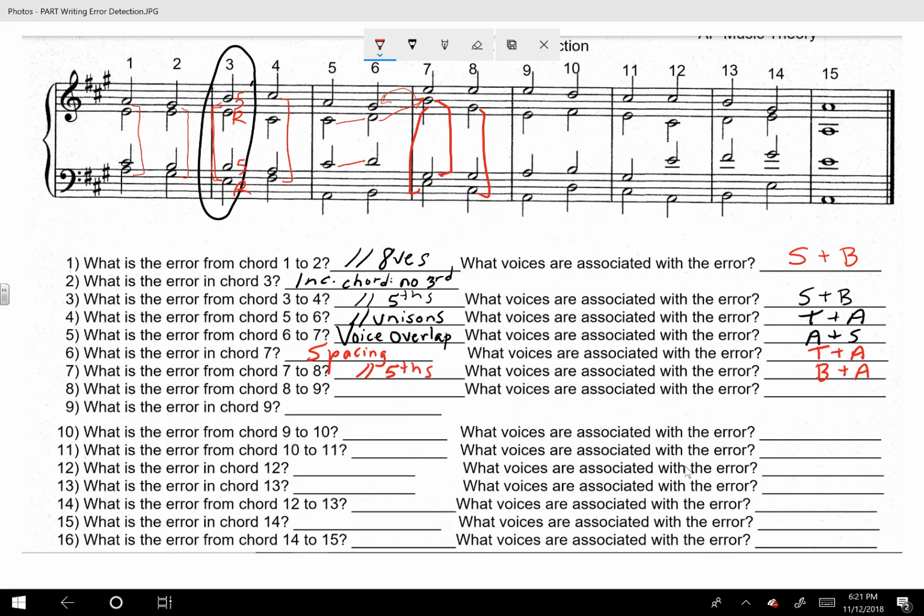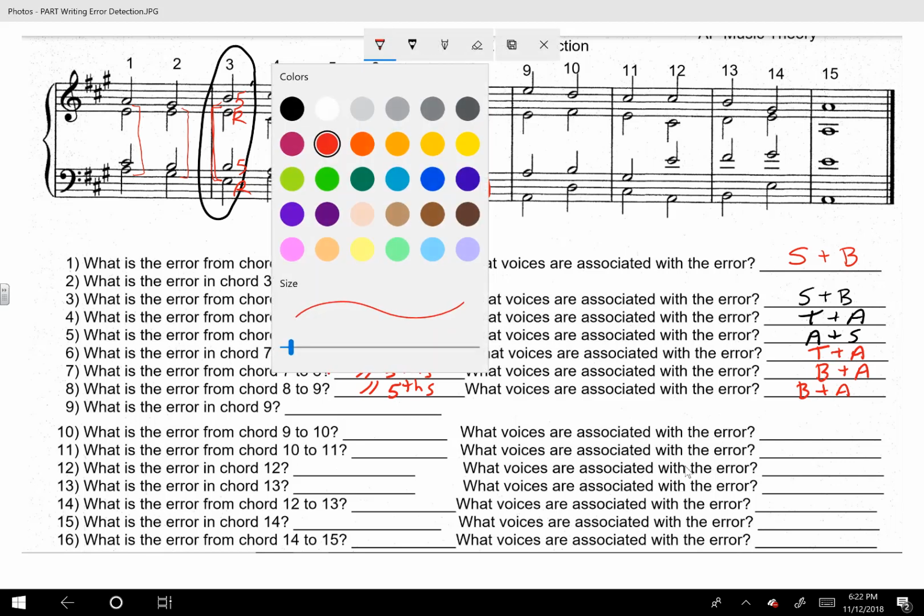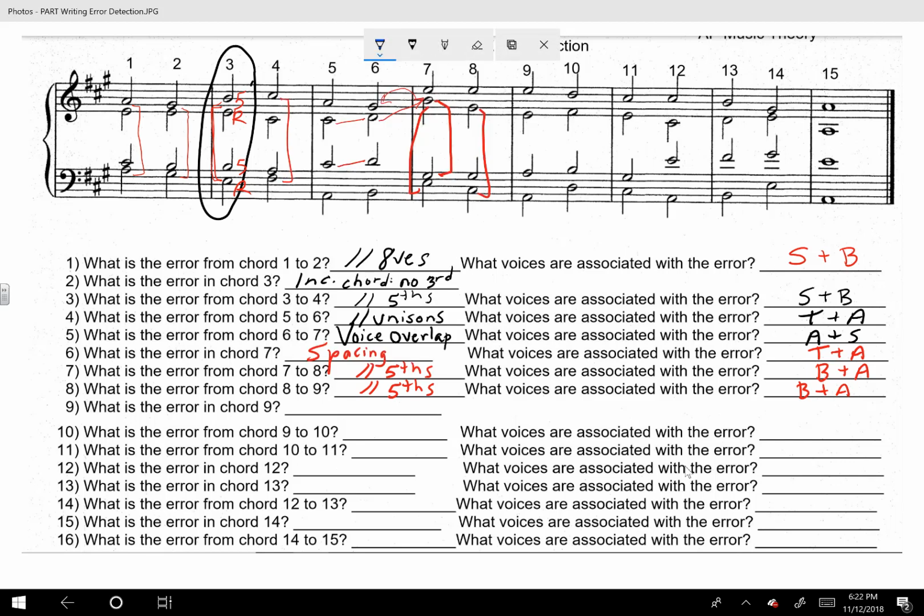Number 8, what is the error from chord 8 to 9? Again, you have a case of the parallel fifths. Also associated with the bass and the alto. And let me change my color here. From chord 8 to 9, you have a C to a G, and then you have an A to an E. Parallel fifths are forbidden.